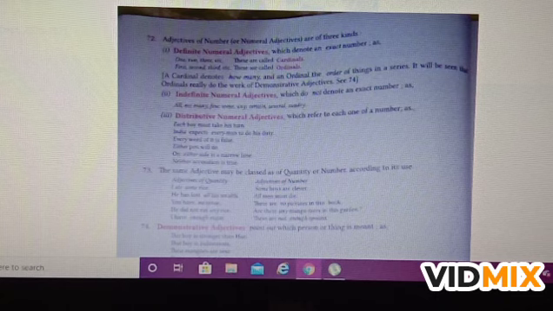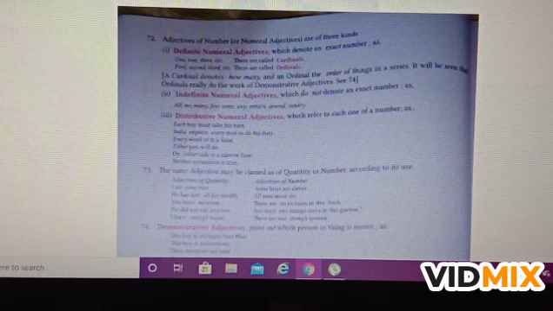Now the next one, with adjectives of number, we have three kinds of adjective of number. First one is definite numeral adjective, second is indefinite numeral adjective, and the third one is distributive numeral adjective. Definite numeral adjective means which denotes an exact number, like I have two sisters. So here when I am specifying that I have two sisters, the word two over here is definite numeral adjective.